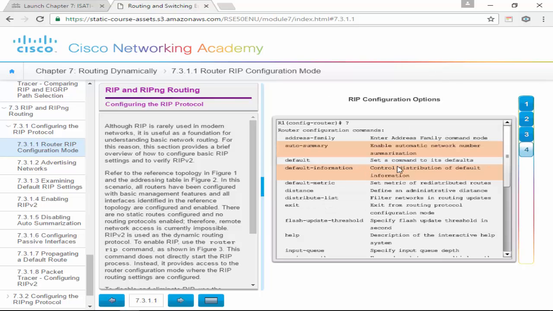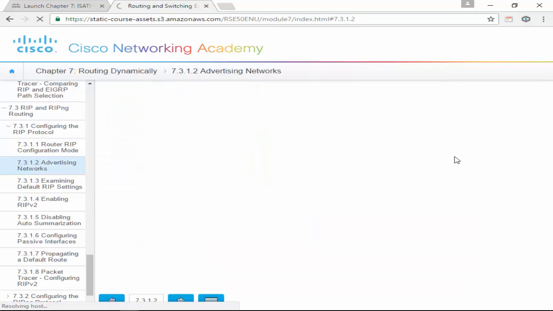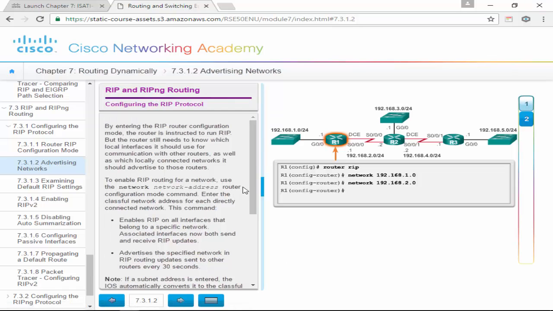And by default it auto summarizes, and so we can turn off auto summary by saying no auto summary. It'll summarize at a classful boundary if we don't say no auto summary, which I think we'll go over in a second. Default information originate is how we share a default static route, so it'll be advertised throughout RIP. Now I don't know why they highlighted those right there, but we'll find out if they talk to us about it.